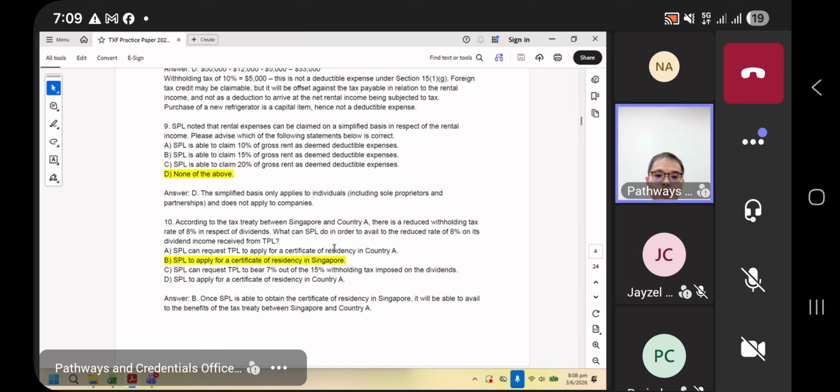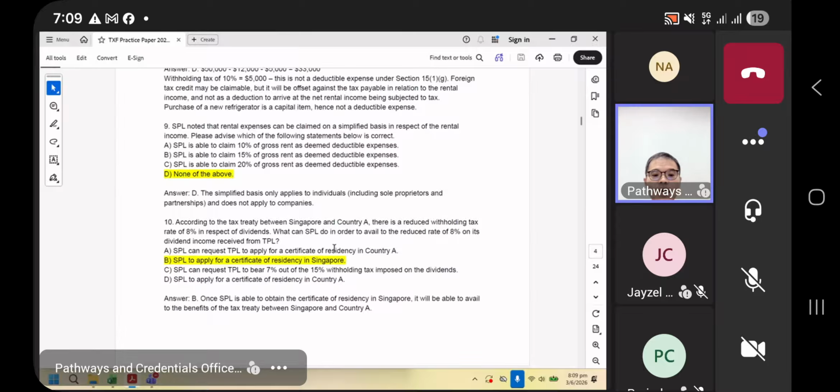Okay, so according to the tax treaty between Singapore and country A, there is a reduced withholding tax rate of 8% in respect of dividends. What can SPL do in order to avail of the reduced rate of 8% on its dividend income received from TPL? Okay, so the answer is B.